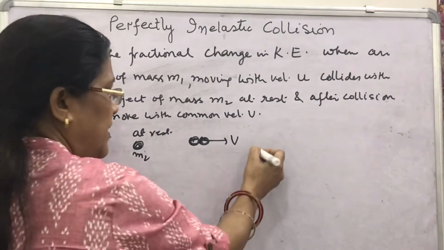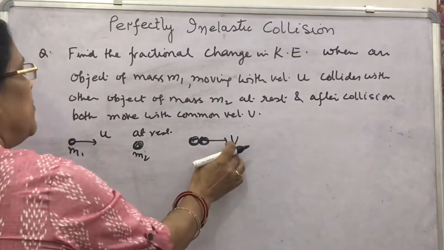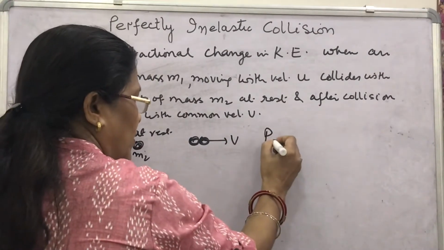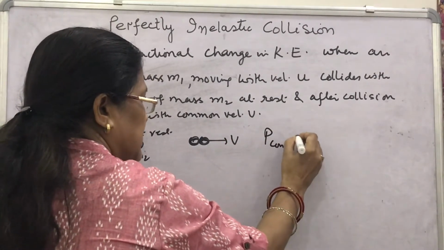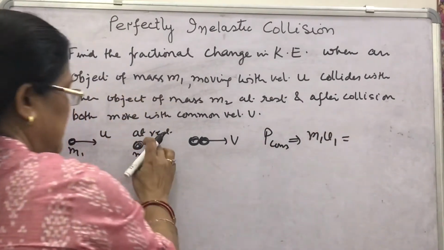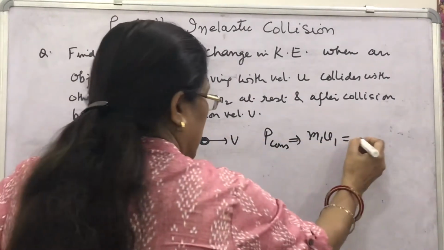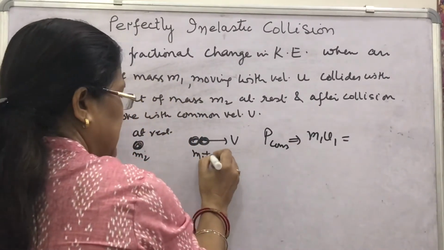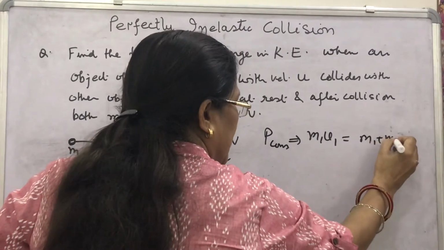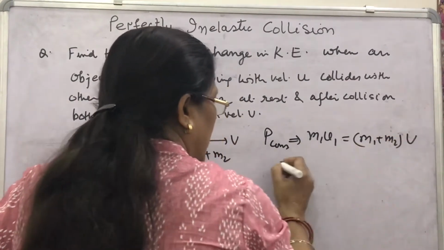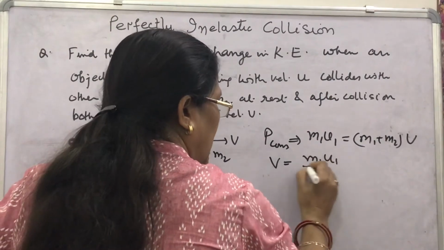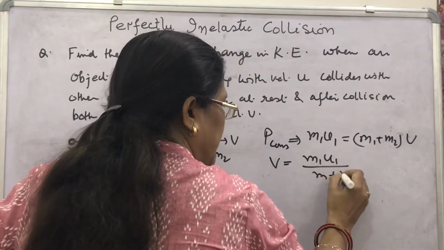How will you find the velocity v in terms of m1 and m2? By the conservation of momentum. Momentum conservation says that m1 u1 equals, since the momentum of m2 is 0, m1 plus m2 into v. Therefore, v will be equal to m1 u1 upon m1 plus m2.